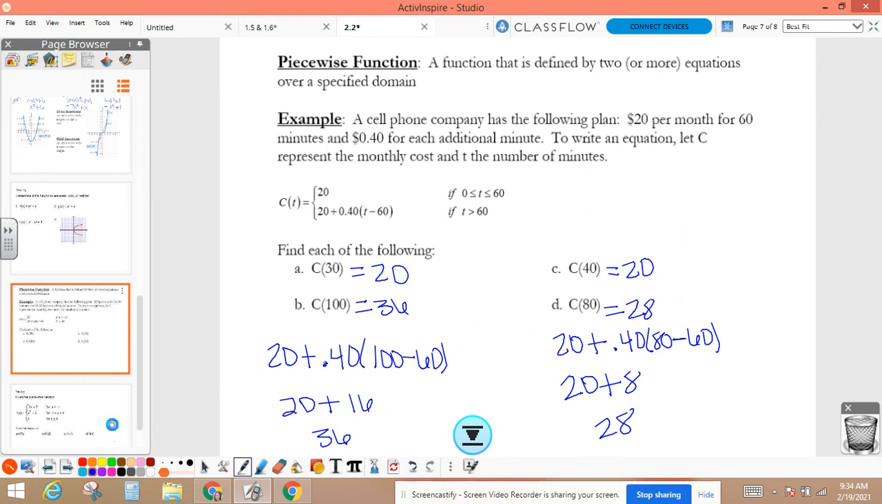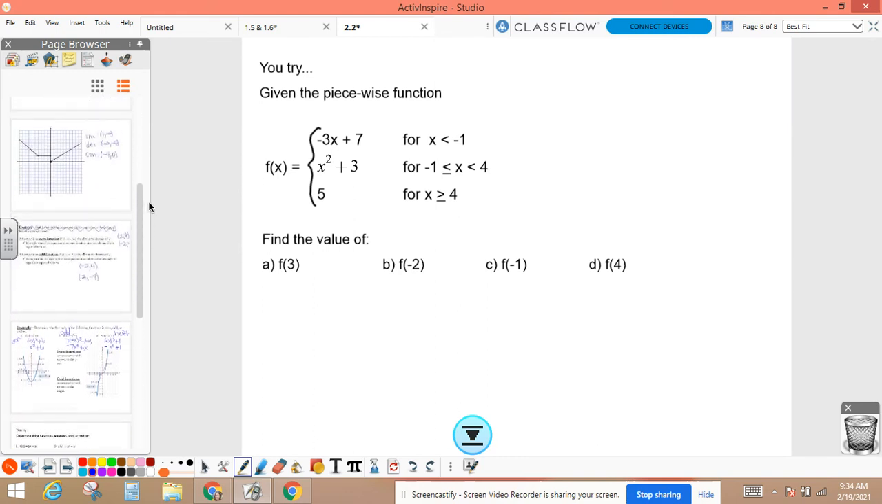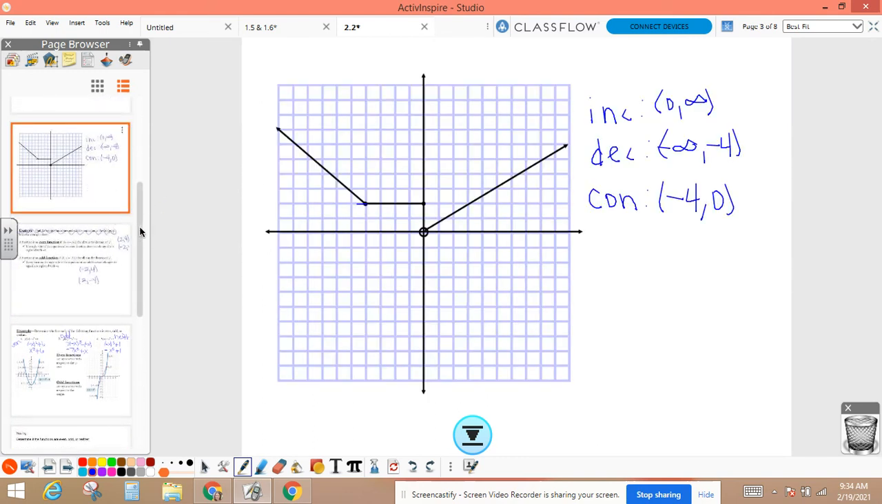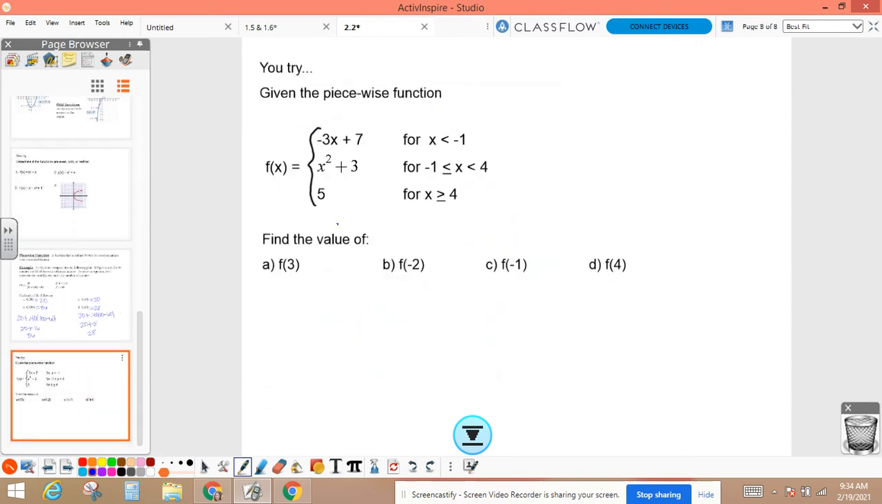All right, so here's another piecewise for you to try. This one doesn't have a word problem associated. It's just this function has 3 pieces. That's what piecewise means. It's multiple pieces to one function. So like that one that we did up here that looks like this, that's a piecewise function. It has different pieces. So for this one, if I plug in a 3, does 3 fall in this category, or this category? It falls into the middle one. So we're going to plug it into that middle function.